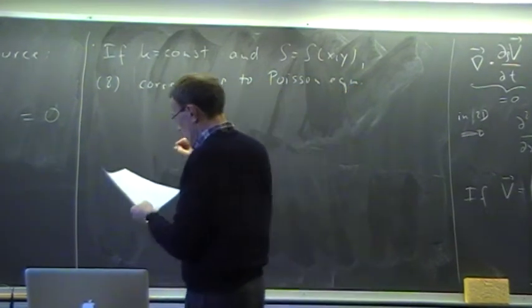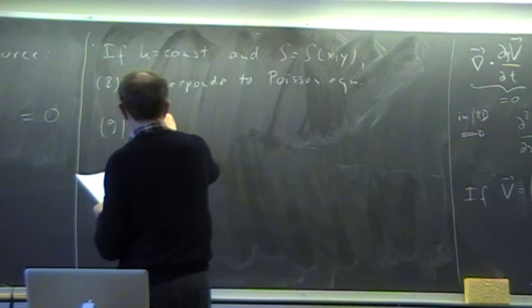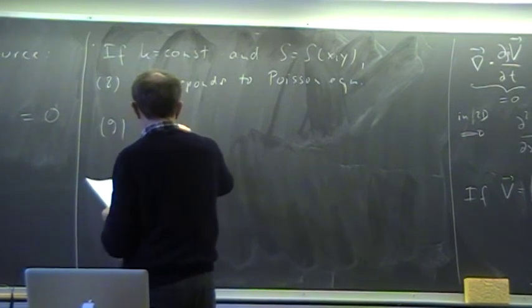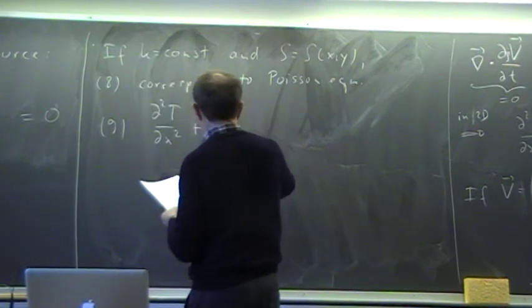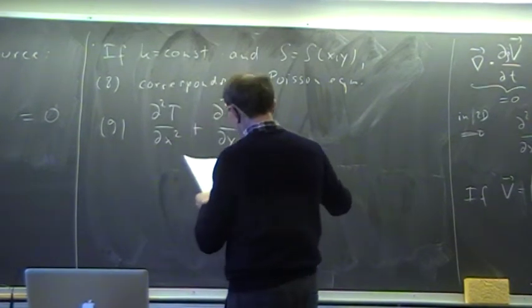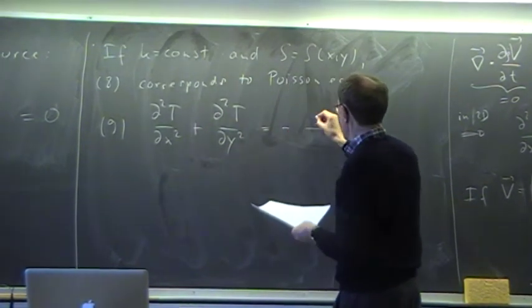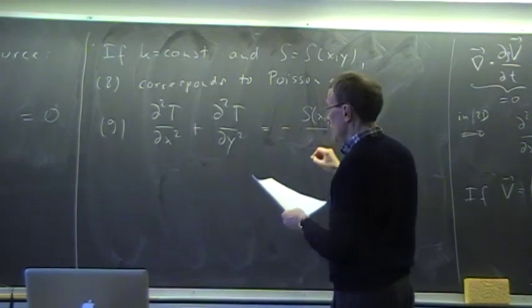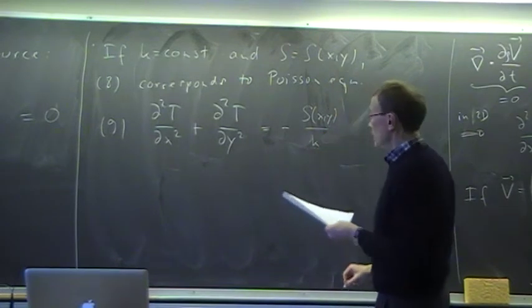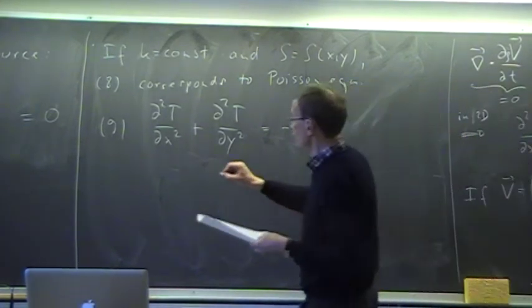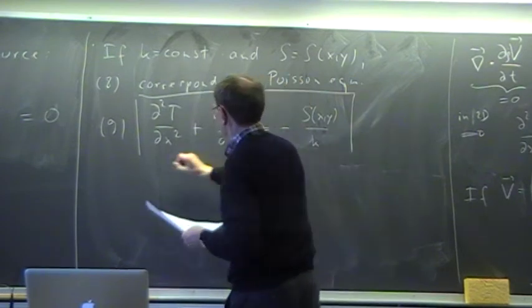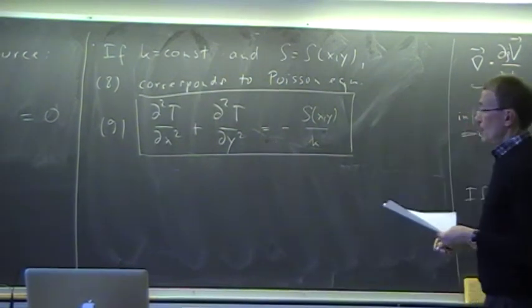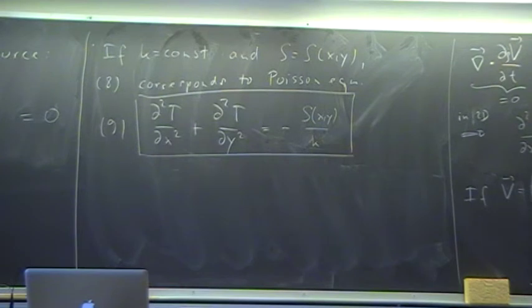It's the following. Then we get the second derivative of T with respect to x plus the second derivative of T with respect to y is equal to, if we put the source term on the other side, S(x,y), and we divide by the thermal conductivity, then we have this form. But we could also leave the k up. It depends how you like it.